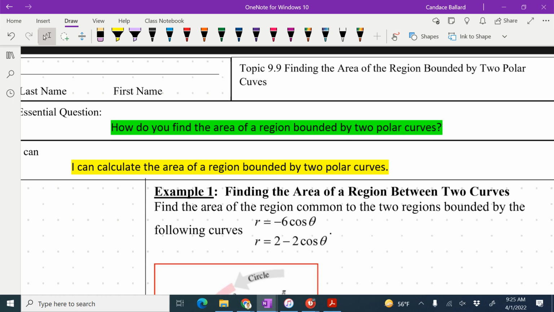Michaela, can you read us the essential question? Awesome. Matthew, can you read the I can statement? I can calculate the area of a region bounded by 2 polar curves. Awesome.